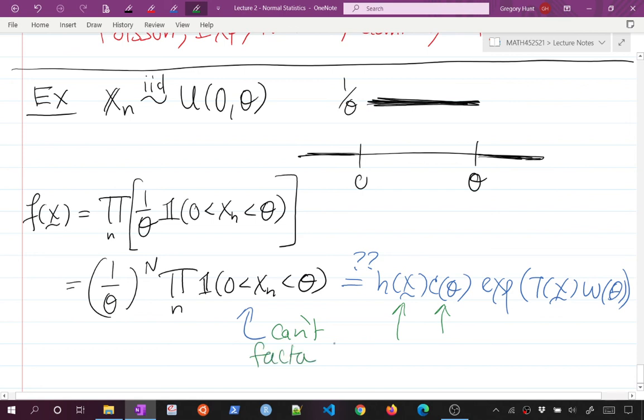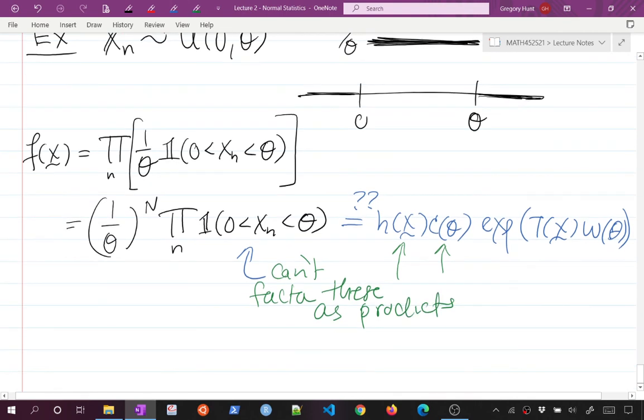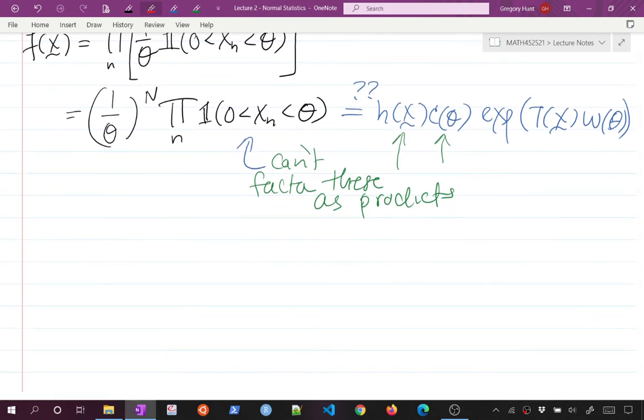factor these as products. I'm going to make the claim that you can't factor that indicator function including x and theta. There's no way to tease that apart and write it as a product of something just involving x and something just involving theta. It just doesn't work. So that's the general truth, that if you have an indicator function of something involving x's and the parameter, you're never going to be able to tease it apart as a product of two things, and therefore it's not going to be an exponential family.